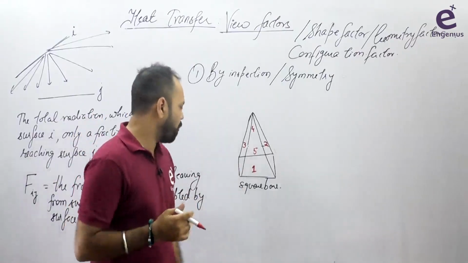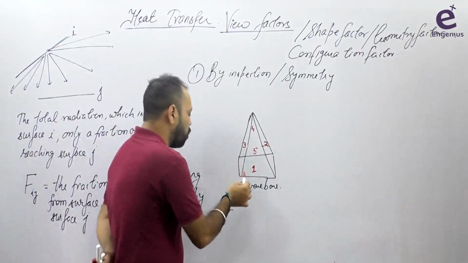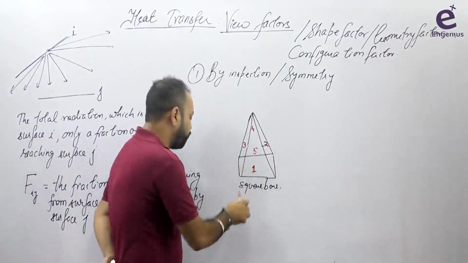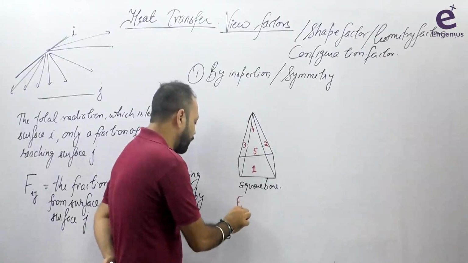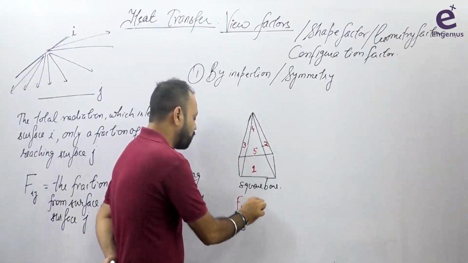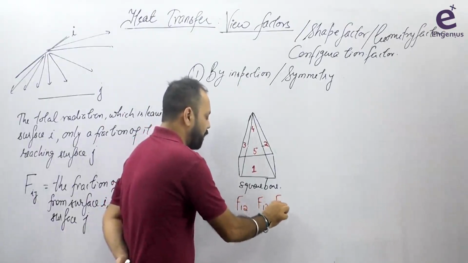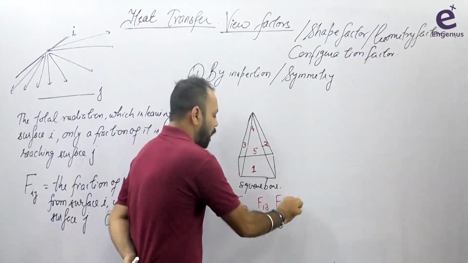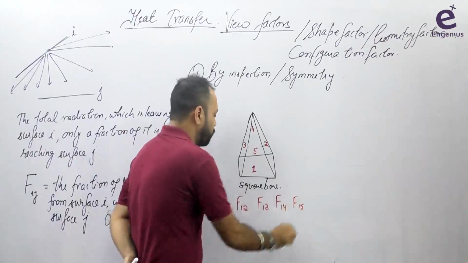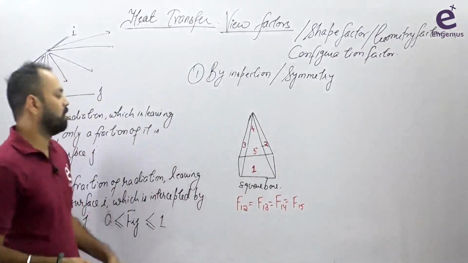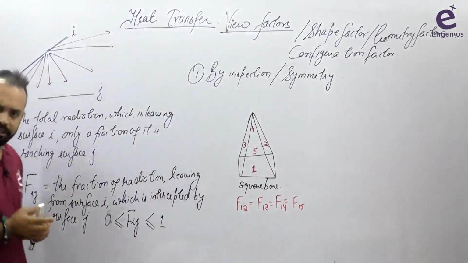Suppose I'll give one more example. Don't worry. So in this case, whatever radiation will leave surface 1, the same fraction of that radiation will reach surface 2, the same fraction will reach surface 3, the same fraction will reach surface 4, and the same fraction of the radiation will reach surface 5. All of the view factors will be equal. This is a kind of inspection, this is a kind of symmetry, right?